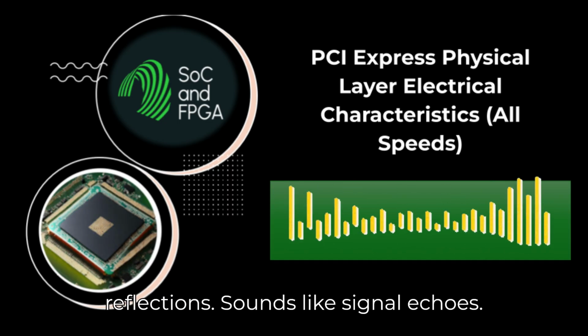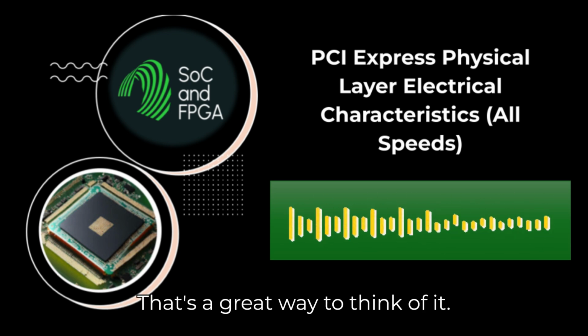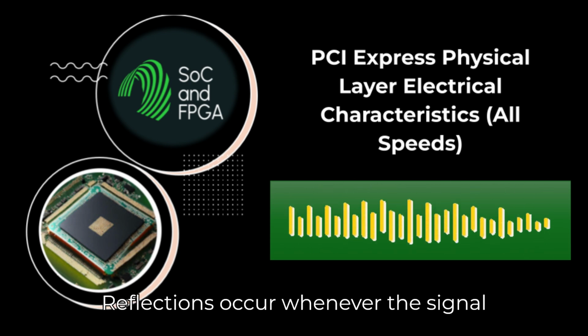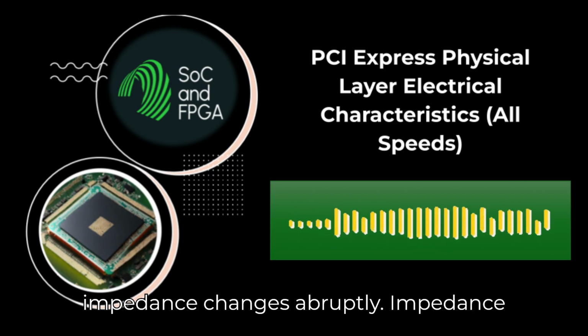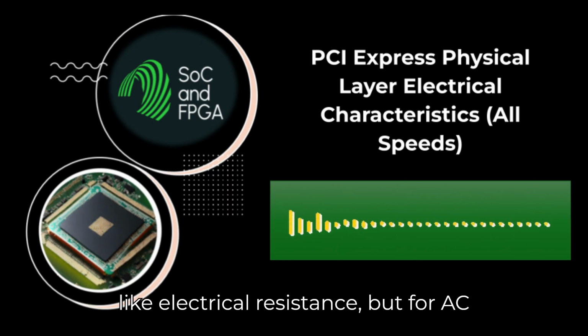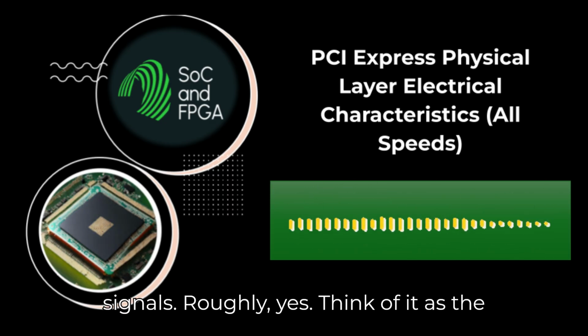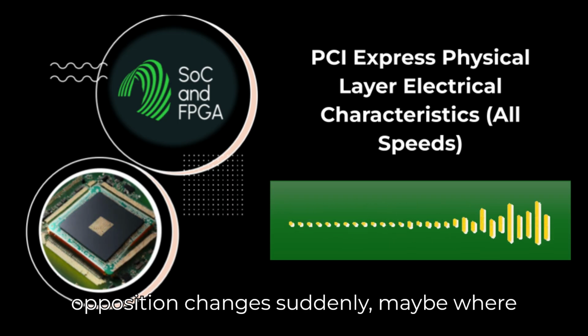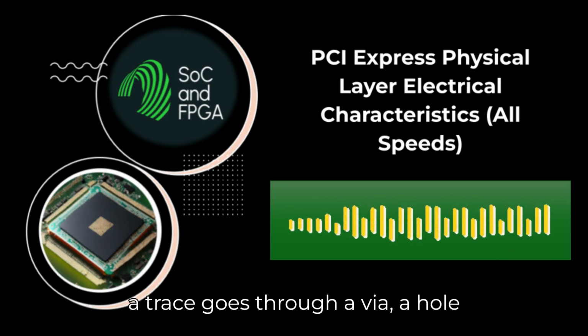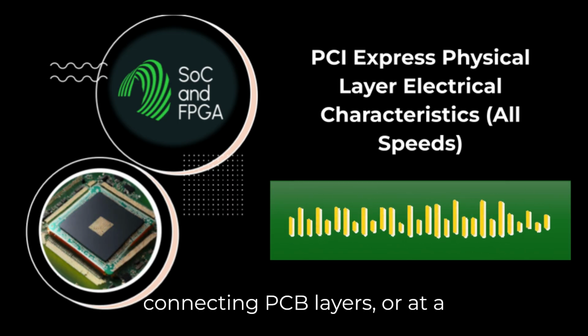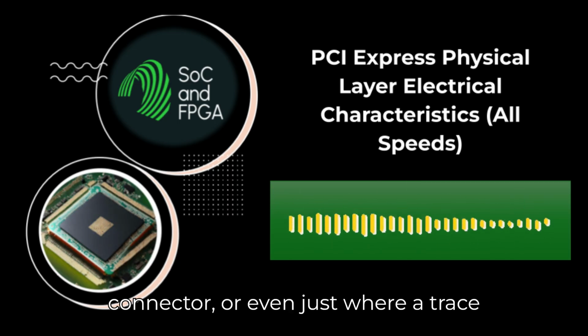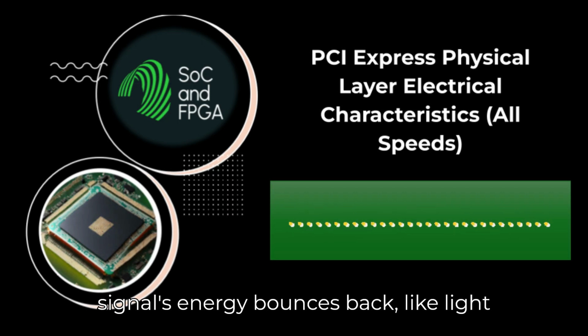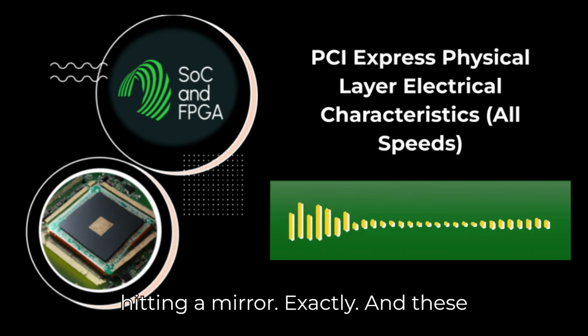And then you mentioned reflections. Sounds like signal echoes. That's a great way to think of it. Reflections occur whenever the signal hits a point where the electrical impedance changes abruptly. Impedance. Like electrical resistance, but for AC signals. Roughly, yes. Think of it as the opposition the signal sees. If that opposition changes suddenly, maybe where a trace goes through a via, a hole connecting PCB layers, or at a connector, or even just where a trace width changes slightly, some of the signal's energy bounces back. Like light hitting a mirror.